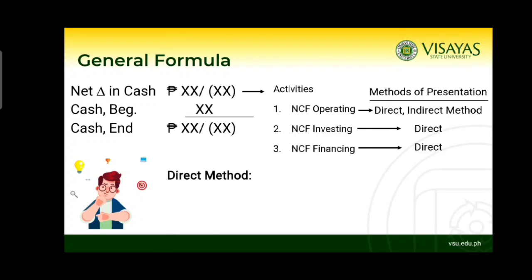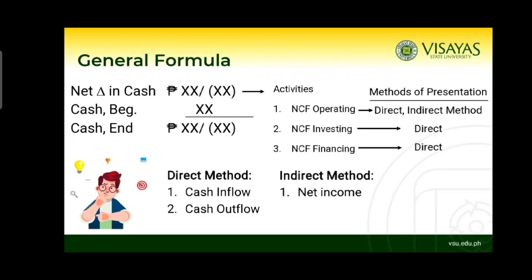Again, our net cash flow from operating activities can be obtained from the direct and indirect method. When using the direct method, we will only be getting the cash inflow less the cash outflow. But when using the indirect method, our formula has a bit of a twist. We start with the net income. Once we have the net income, we perform the adjustments. What are these adjustments?